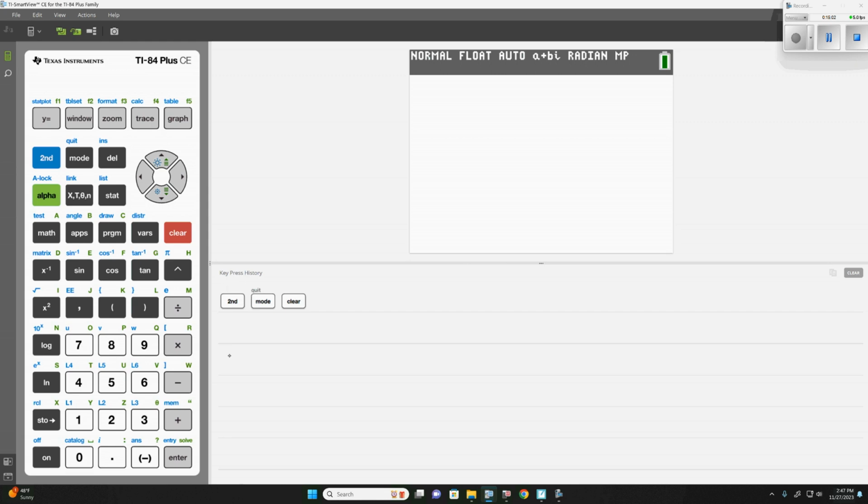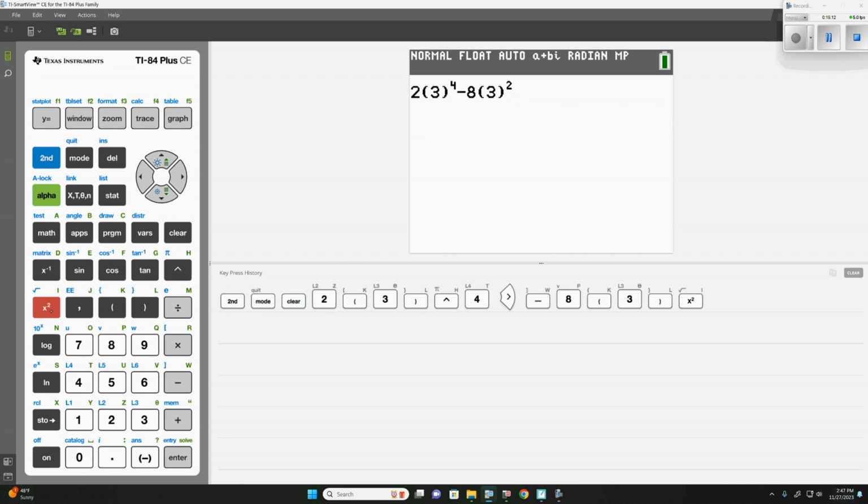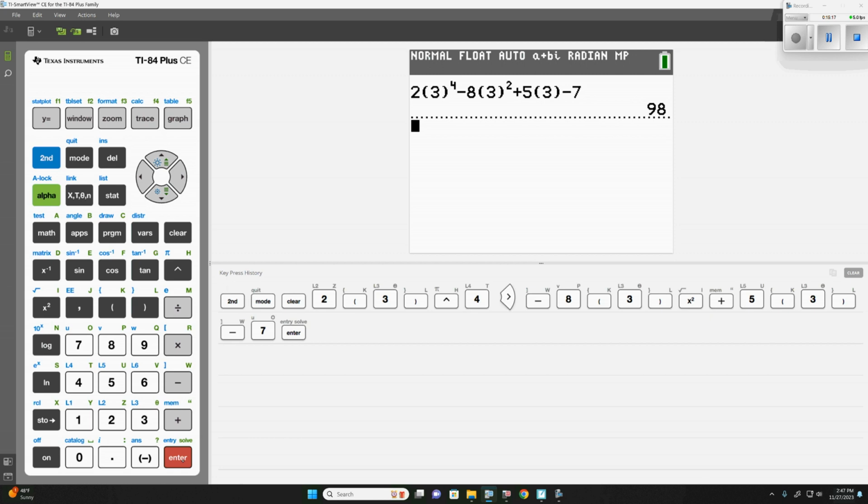Because in the calculator, if we type this in, we can say 2 parentheses 3 to the 4th minus 8 times 3 squared plus 5 times 3 minus 7 is 98.